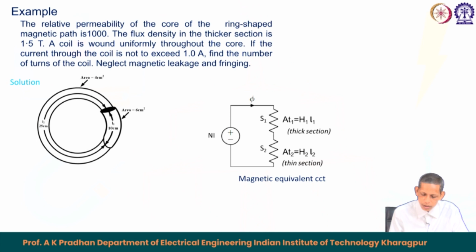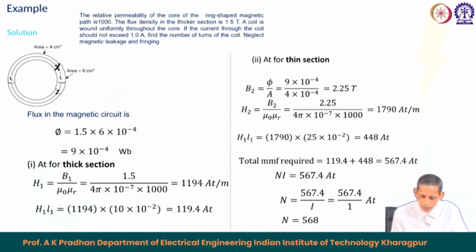As mentioned, for the first one, the thick section, ampere turn 1 equals H 1 into L 1, and for the second, thinner section, ampere turn 2 equals H 2 L 2. The MMF is N I and the flux phi is common to both. So, S 1 into phi is H 1 L 1 and S 2 into phi is H 2 L 2. Let us go by this concept with the given data. The flux phi in the given circuit is this much, which is common to both, so the same flux goes throughout.